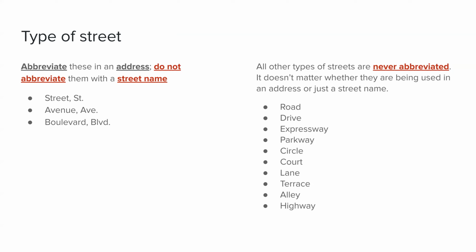All of these other types of street names that are listed here are never abbreviated. If there's a building number, spell them out. If there's no building number, spell them out. So if you see drive abbreviated DR period in AP style, that's incorrect. If road is written RD period in AP style, that's incorrect. Does not matter if we're talking about an address or a street name.